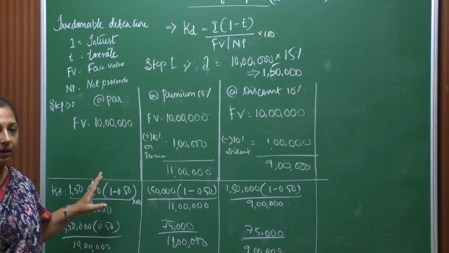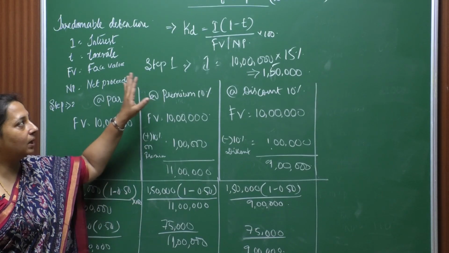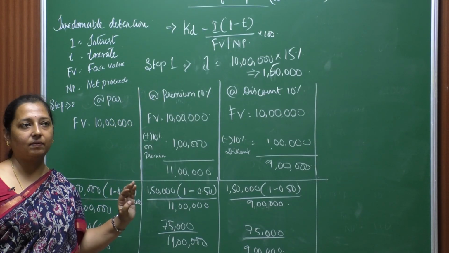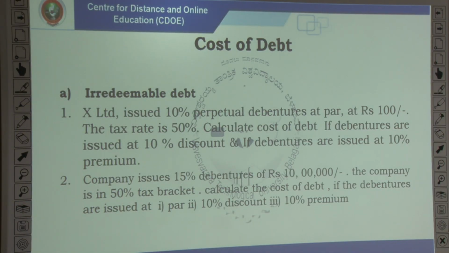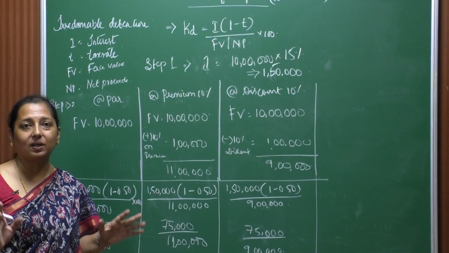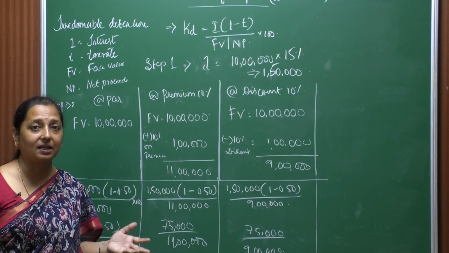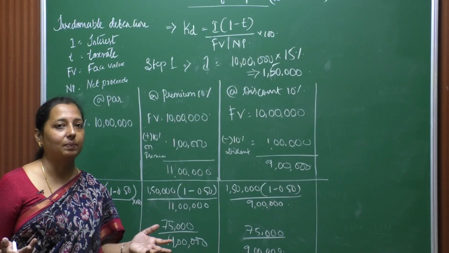Same thing, here we follow the same formula. You can see in the question we have not specified n, it is completely absent. They have not specified when it is going to get redeemed. Number of years, totally n is absent. That is how you identify whether it is redeemable debentures or irredeemable debentures.